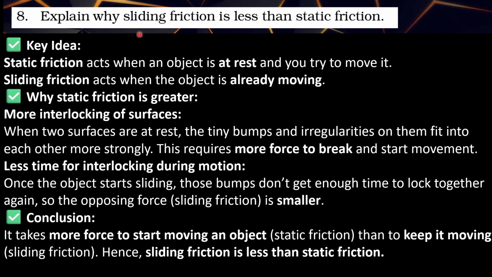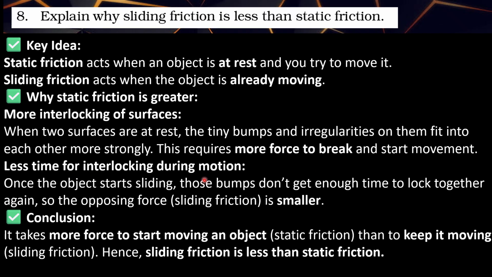Question number 8. Explain why sliding friction is less than the static friction. Key idea: static friction acts when an object is at rest and you try to move it. Sliding friction acts when the object is already moving. Why is static friction greater? More interlocking of surfaces. When two surfaces are at rest, the tiny bumps and irregularities on them fit into each other more strongly. This requires more force to break and start movement.